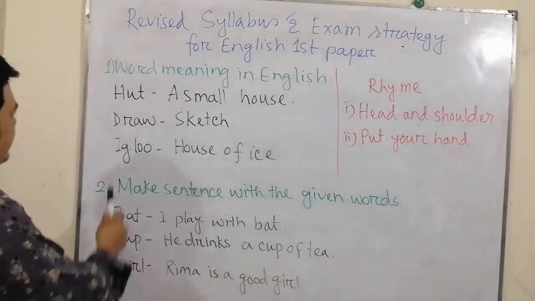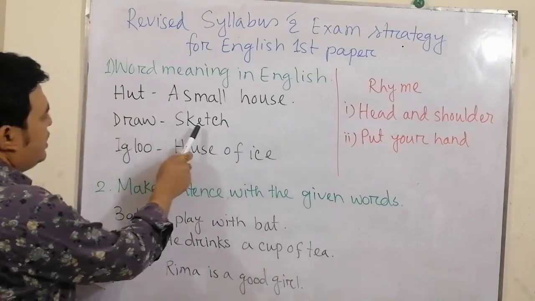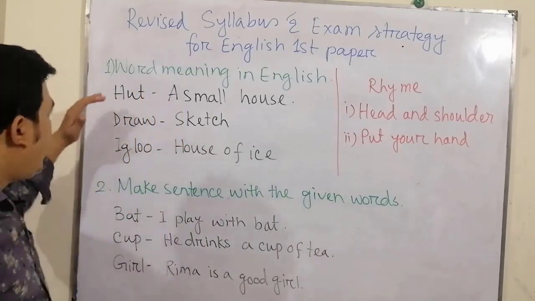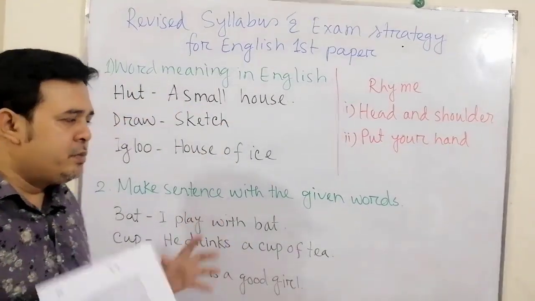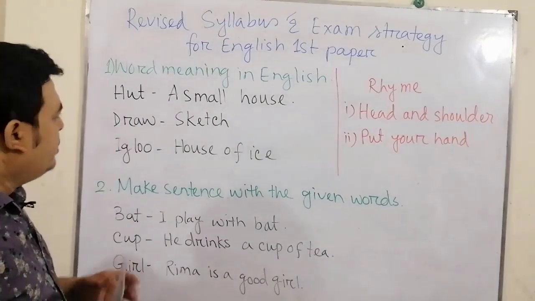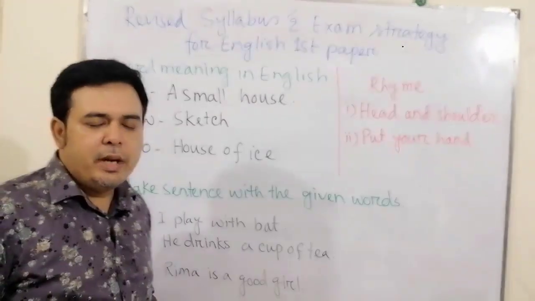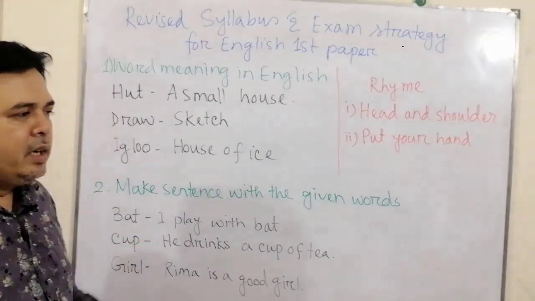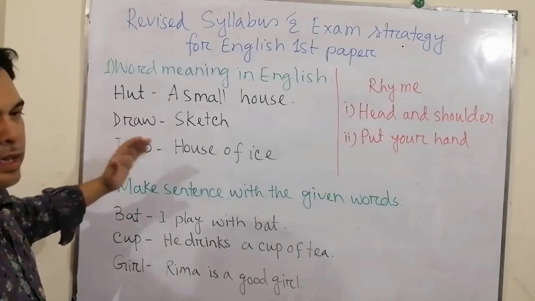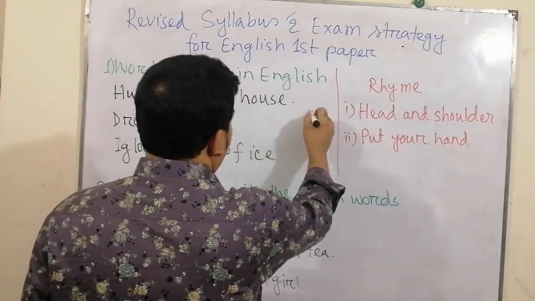Okay, we have given some examples here like hut, a small house; draw, sketch; igloo, house of ice. That means hut, a small house, we know that is made of bamboo, straw, that sort of thing. Draw means making a sketch or drawing on paper. Igloo, house of ice. We know that the Eskimos use igloo houses. So thus you will answer. There will be 10 marks in that question.